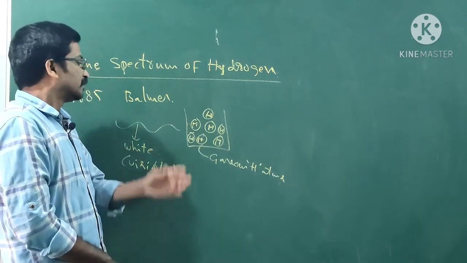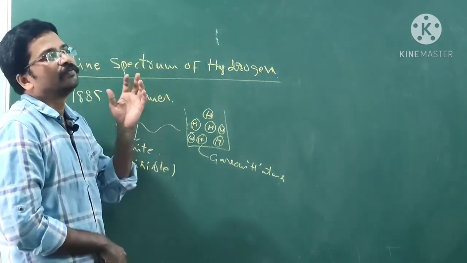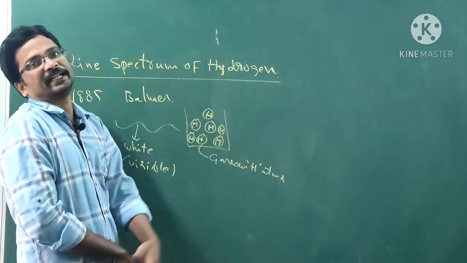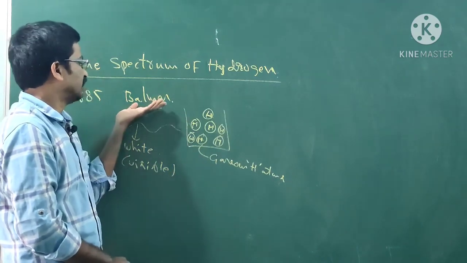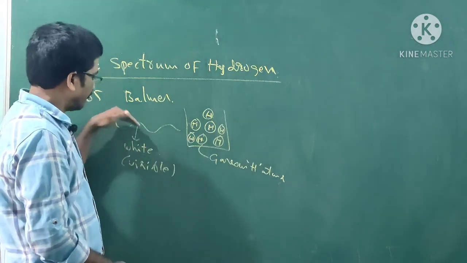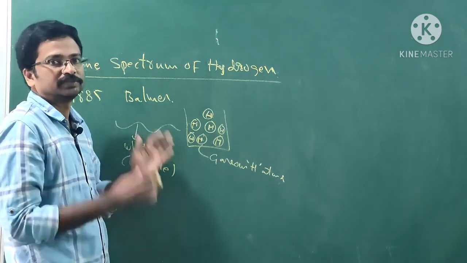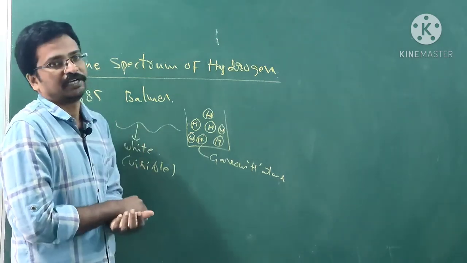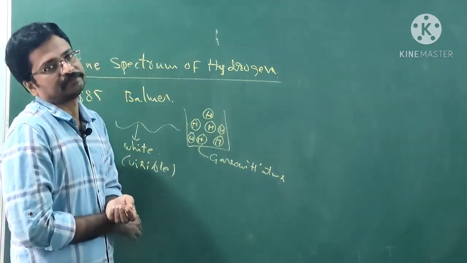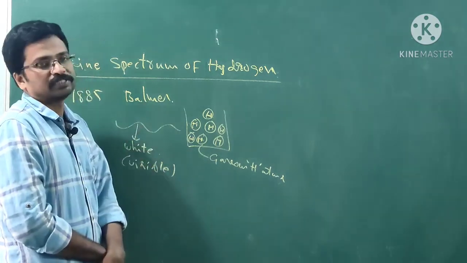The remaining parts, UV and IR radiations, are also electromagnetic radiation. With those radiations, other scientists did experiments later. Balmer is the one person who, in 1885, did the experiment by passing white light into the sample containing hydrogen atoms. White light also belongs to electromagnetic radiation.